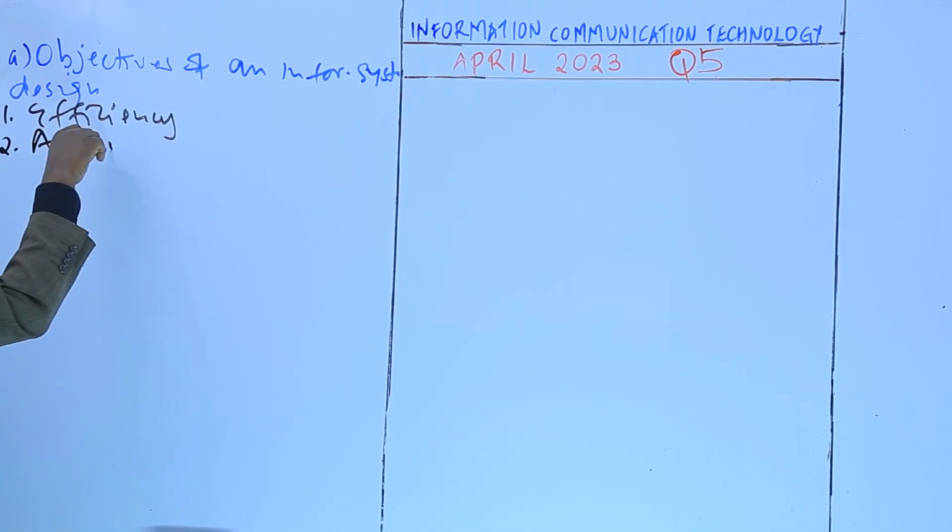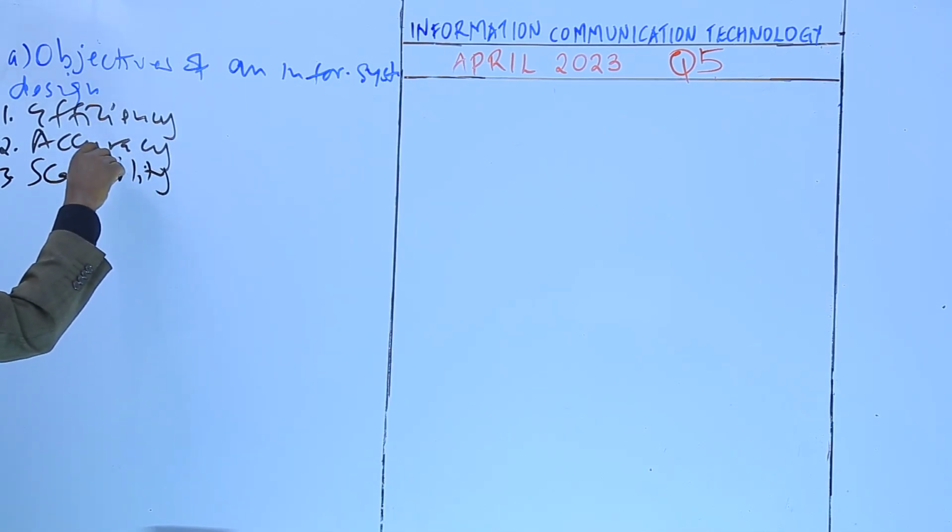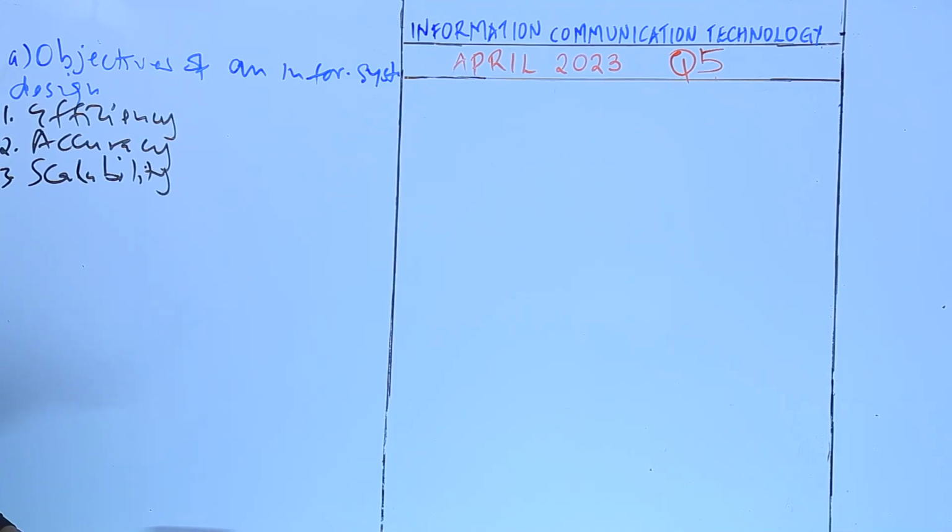2, accuracy. Accuracy, from the word accurate. The design should ensure the accuracy and reliability of the data within the information system, and that includes implementing data validation rules, error handling mechanisms, and data integrity controls. 3, scalability. The design should be scalable to accommodate future features, should be able to accommodate increased data volumes and expanding user requirements without significant disruptions or performance degradation.